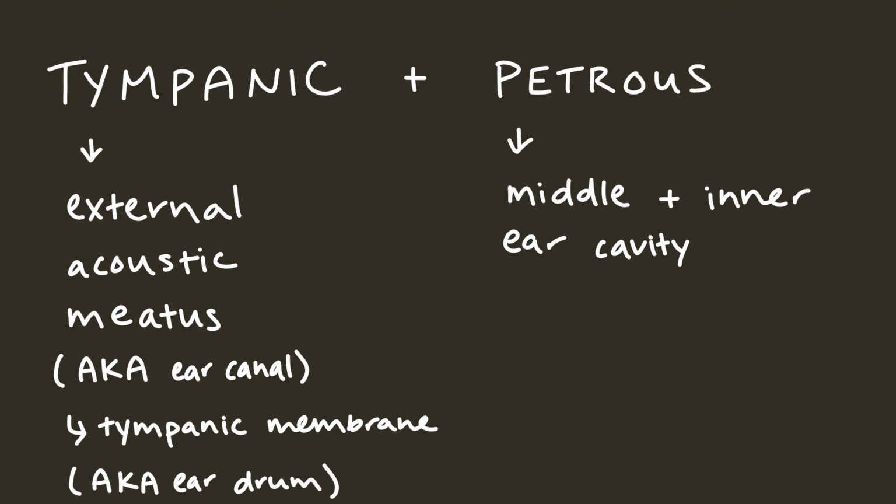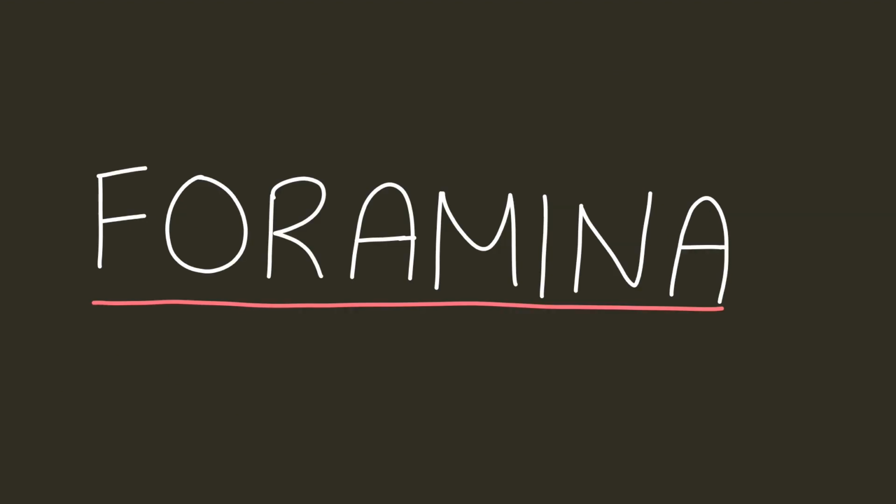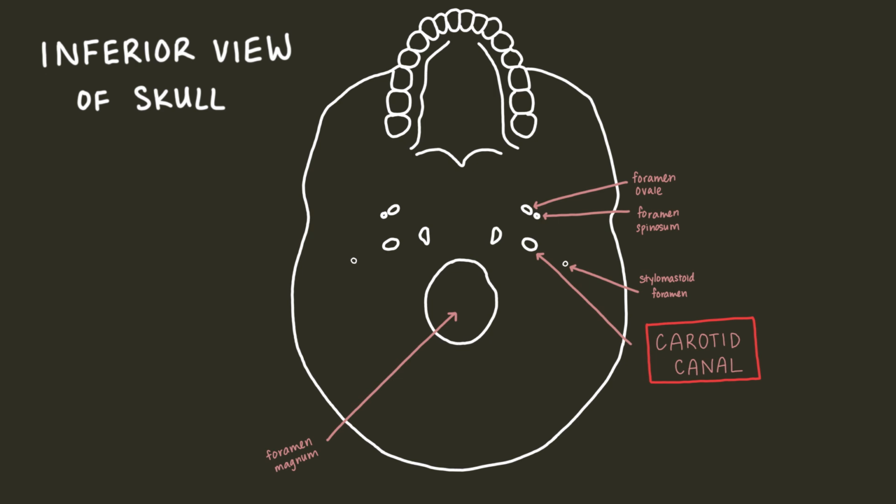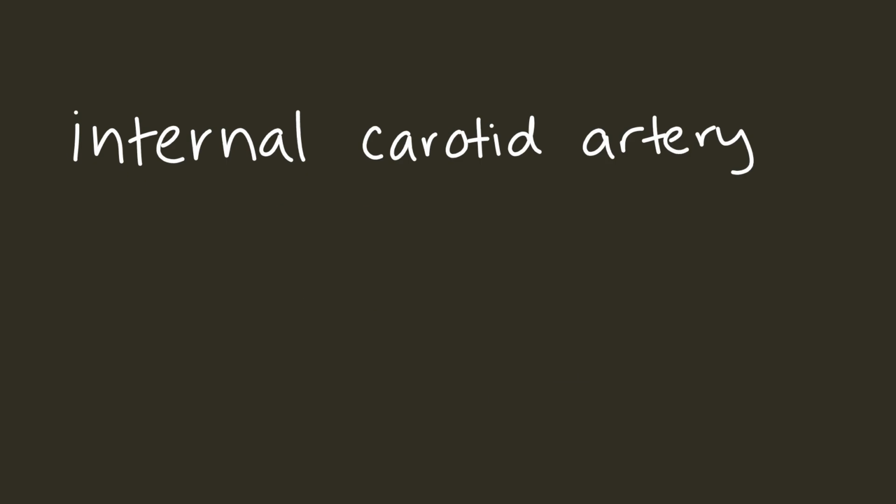Crucially, the petrous part of our temporal bone also contains foramina. Foramina, singular foramen, is a fancy way of saying hole. In fact, we have a bunch of holes all over our bones to allow nerves and blood vessels to pass through and get to where they need to be. One such hole is called the carotid foramen, which leads to the carotid canal. The carotid canal is the structure that leads the internal carotid artery into the cranial cavity.